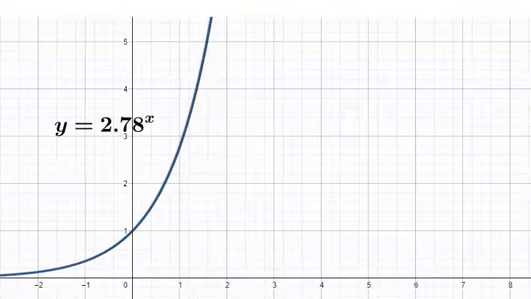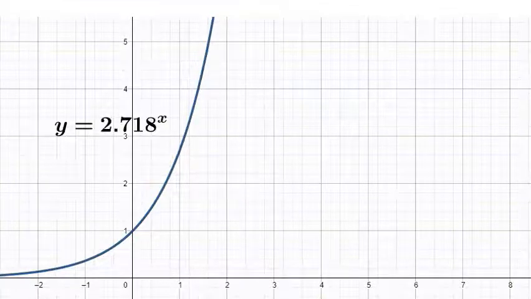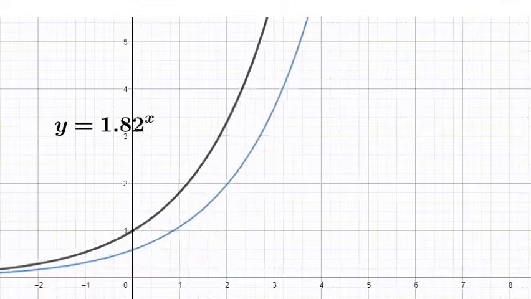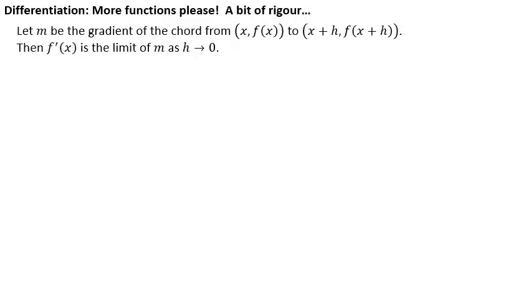But the really cool thing about e to the power of x is that the gradient of y equals e to the power of x is e to the power of x. If you look at any point on this curve, you'll find that the height of the curve corresponds to the gradient of the curve. So let's investigate e to the x using the more rigorous first principles approach and see what we can deduce about what its derivative ought to be.